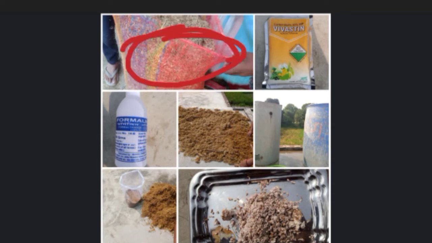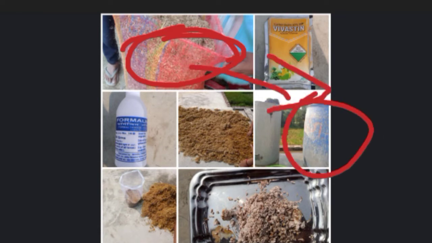After putting this paddy straw in a gunny bag, we have to drown this gunny bag in a drum full of water. In this drum there is 50 liters or 100 liters of water, so we have to put all this paddy straw in this drum. After 24 hours, you have to take the paddy straw out of the drum and put it on the floor, and spread it in the sunlight for 1 to 2 hours for drying.